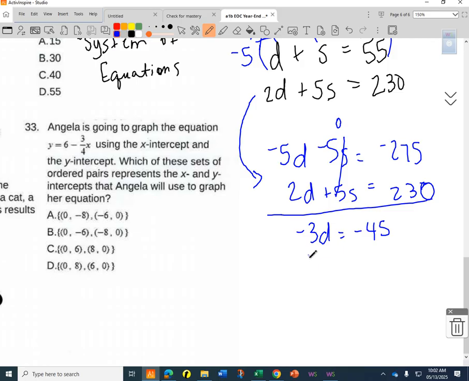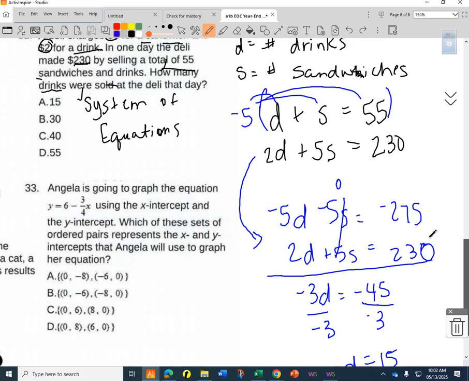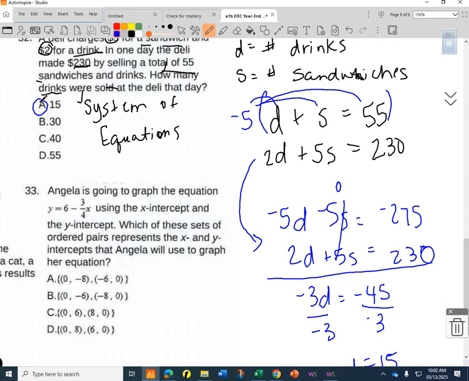How do we solve for d? Divide by negative 3. d equals 15. So d, or the number of drinks sold, is 15. If we wanted to know the number of sandwiches sold, we could plug d into here. 15 plus s is 55, or 55 minus 15. So we know there were 40 sandwiches sold.